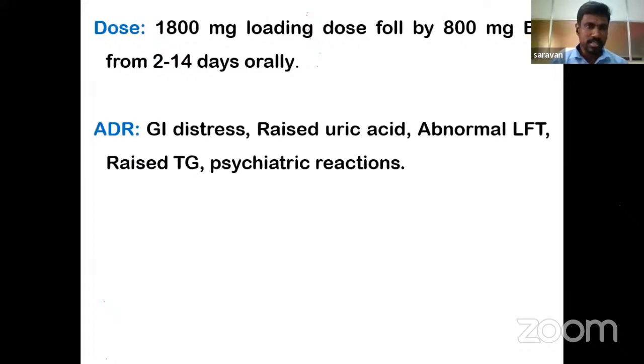The next important difference between remdesivir and favipiravir is that favipiravir is not approved for usage in pregnancy. It is contraindicated in pregnancy. Adverse effects like GI distress, raised uric acid level, abnormal liver function tests, raised triglycerides, and psychiatric reactions are commonly seen in favipiravir treatment.